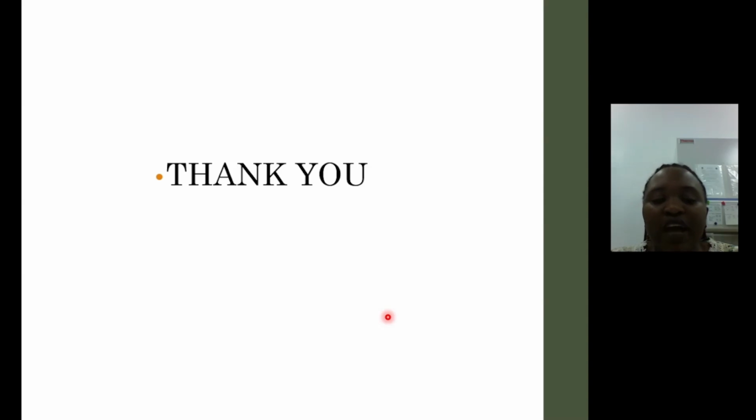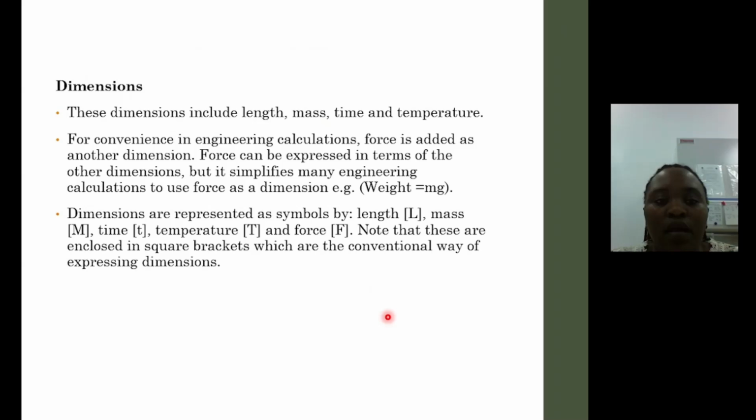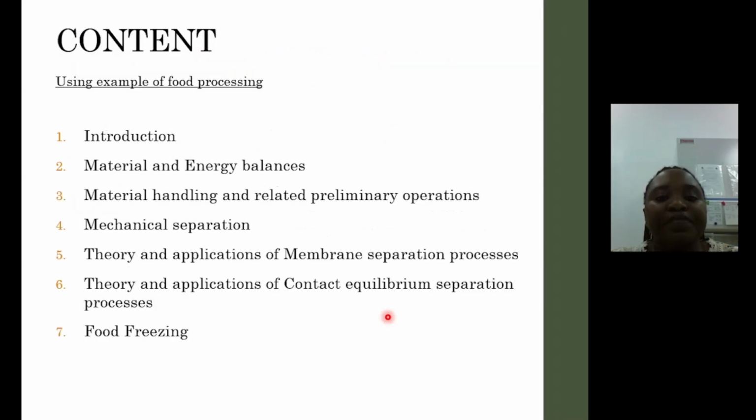So those are the various concepts that we have in industrial processing of food. We said food is the example. So we looked at material and energy balancing, preliminary operations, mechanical separation, membrane separation, contact equilibrium separation, and food freezing.